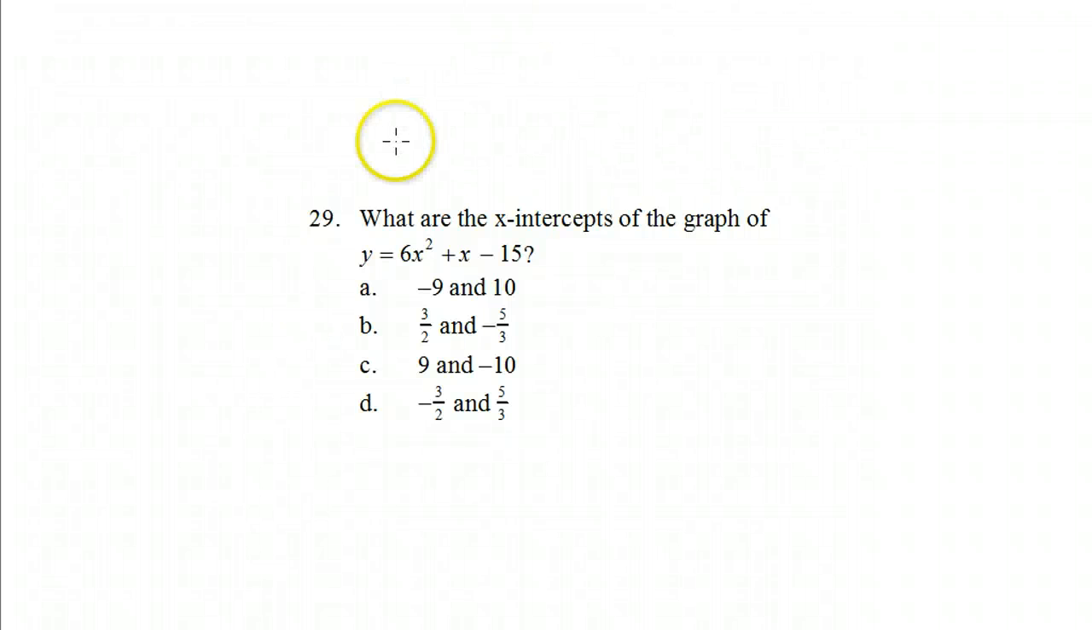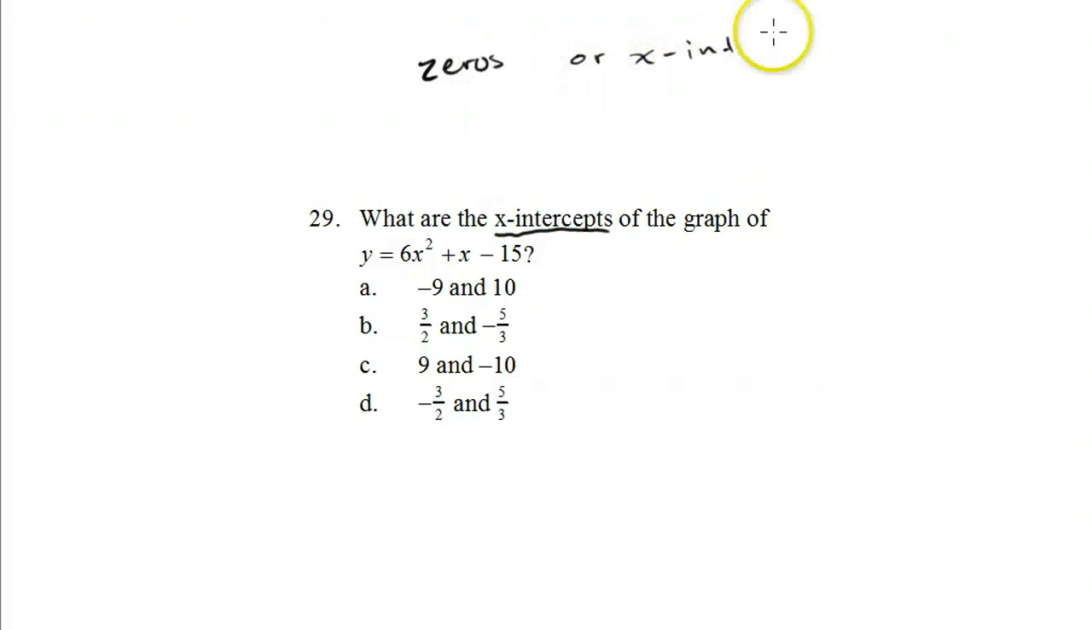Alright, for number 29, we want to find the x-intercepts of the graph for this parabola. So remember, what I always made you guys remember is we solve for zeros or x-intercepts by factoring. Zeros and x-intercepts, they're the same thing. And if we can't factor it, then you would resort to the quadratic formula.